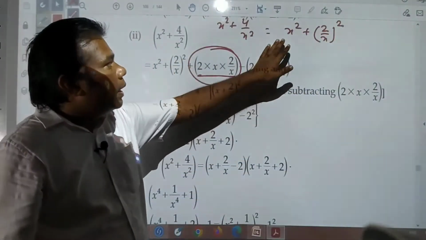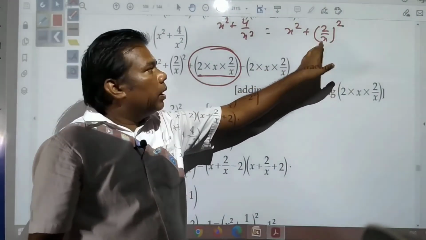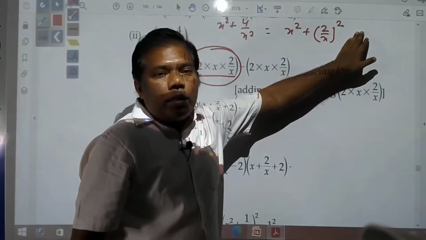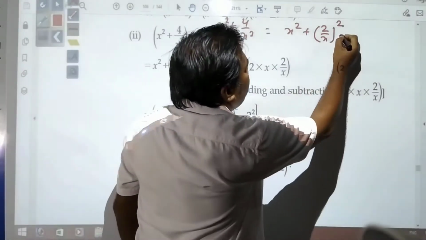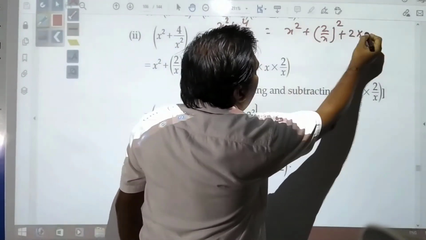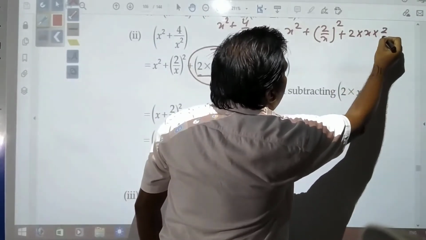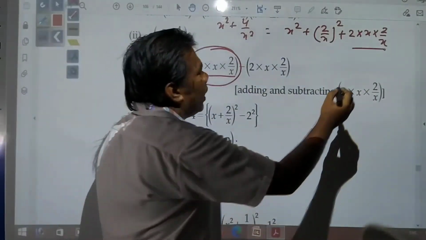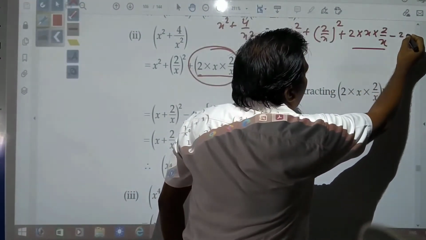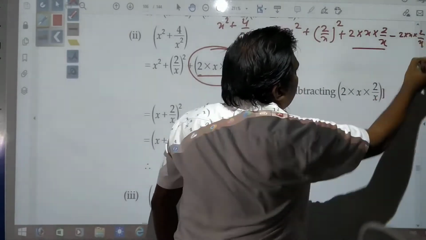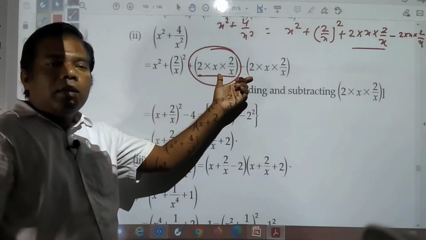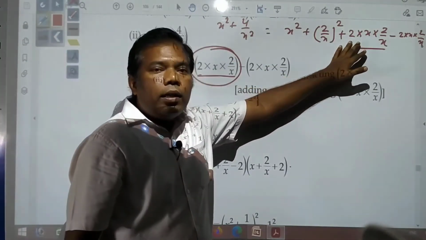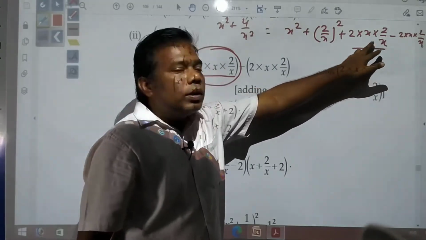Now you see a square plus b square you have. So simply what is required? Plus 2ab. So for getting plus 2ab, what is needed? You see, 2 into a into b. So this thing you have done by yourself, so this is required to be subtracted also: 2 into x into 2 by x. The same thing has been done. So I think by seeing this itself you will know what will be required to be added, and if you are adding that you need to subtract also.